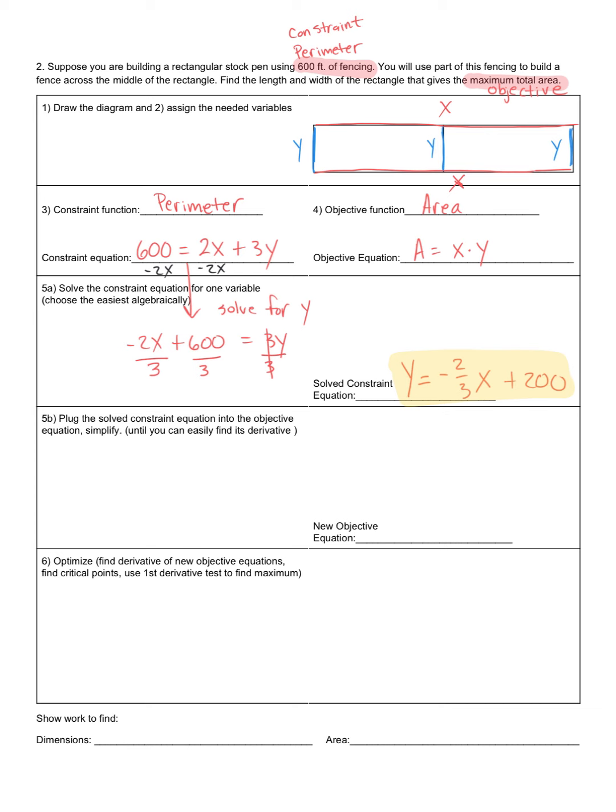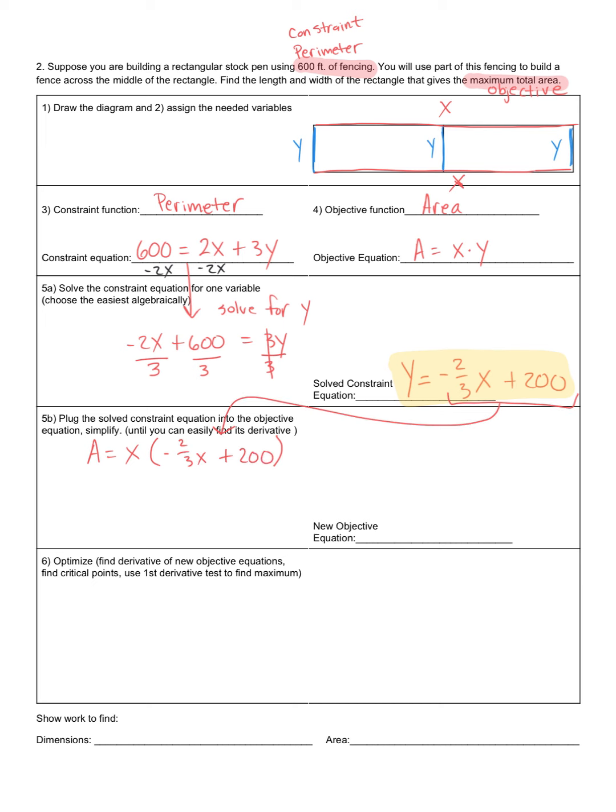So I'm going to write my objective. Area is equal to x times y. I'm going to put a blank set of parentheses. And now instead of y, I'm going to put what y is equal to right here. So I'm going to take this right here, y is equal to, I'm going to plug it in right there. Negative 2/3 x plus 200.